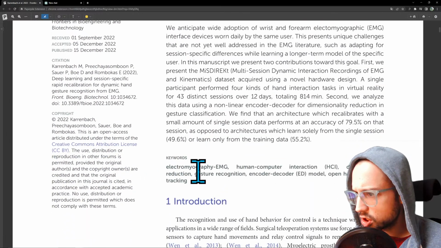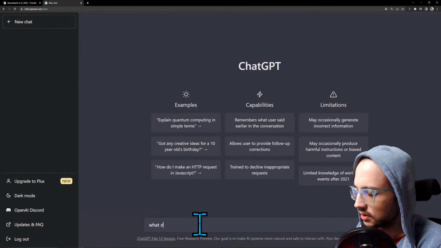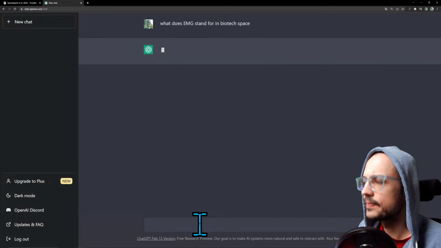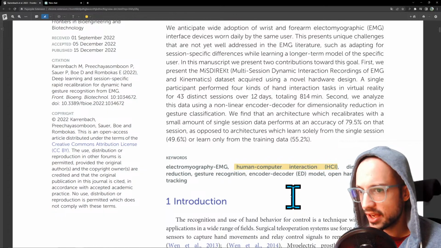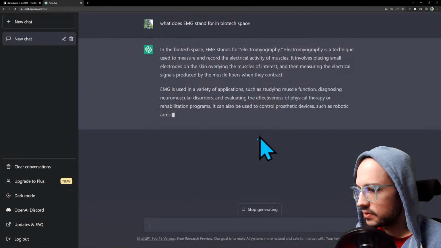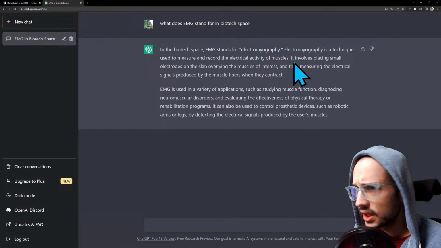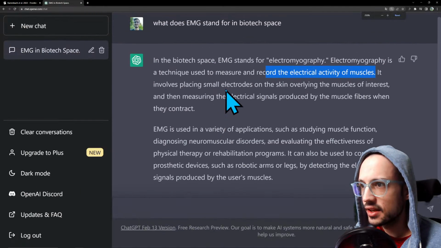So what does EMG stand for in the biotech space? Human-computer interaction, HCI, dimensionality reduction, gesture recognition, encoder-decoder model, open hardware, and hand tracking. EMG stands for electromyography. Electromyography is a technique used to measure and record the electrical activity of muscles. It involves placing small electrodes on the skin overlying the muscle tissues.